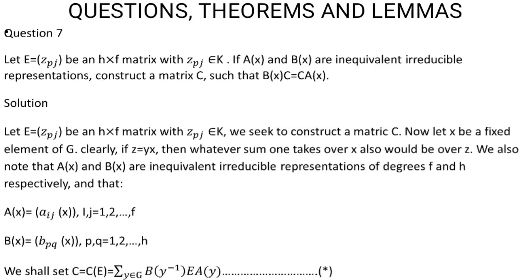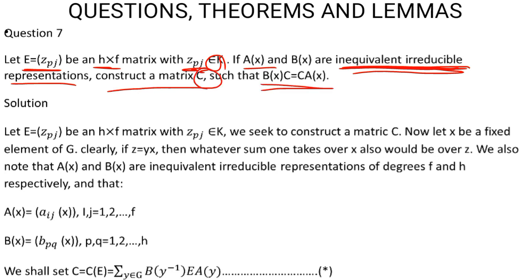The next question. In the next question, we have a matrix E, which is represented by entries in Z, and this is an H by F matrix. It's not a square matrix, right? And we're told that the elements Z are from the field K. We're told that if AX and BX are inequivalent irreducible representations, then we should construct a matrix C such that this happens.